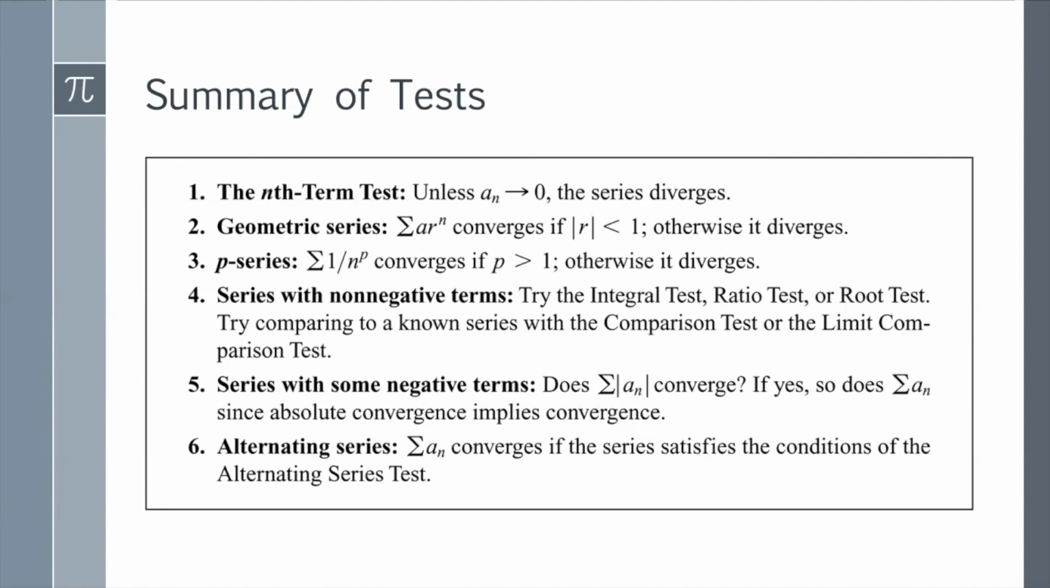Series with some negative terms: does the sum of the absolute value of a sub n converge? If it does, so does the original series a sub n, since absolute convergence implies convergence. And you can use the ratio test and the root test on series with some negative terms. And finally, if your series is alternating, it should be very easy to use the alternating series test, like we went over in this section.